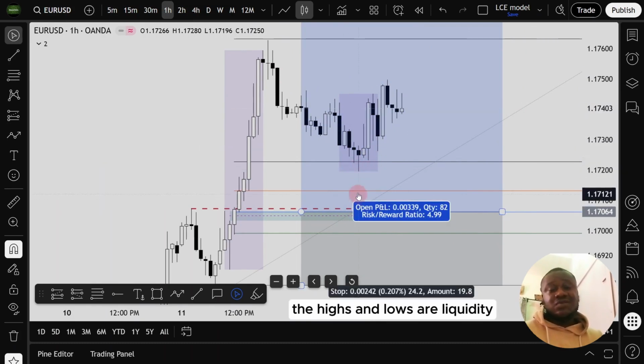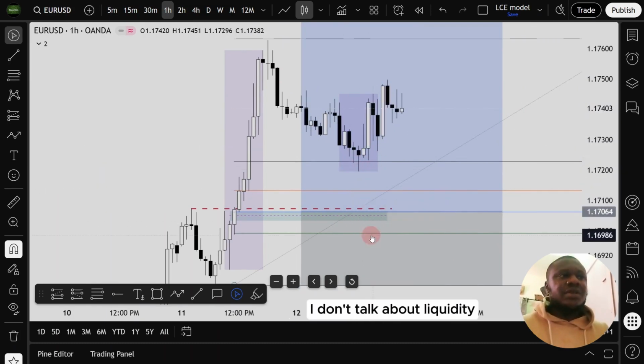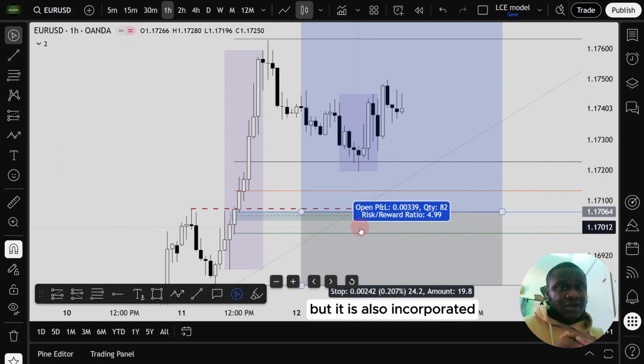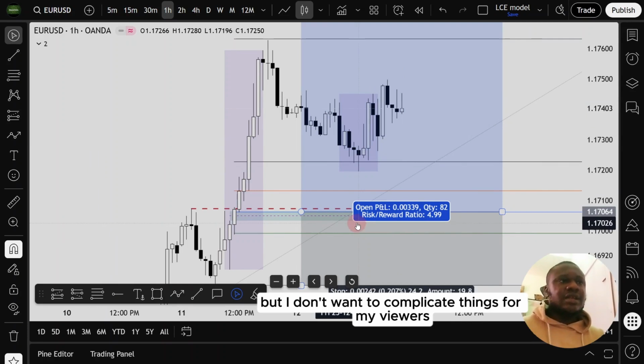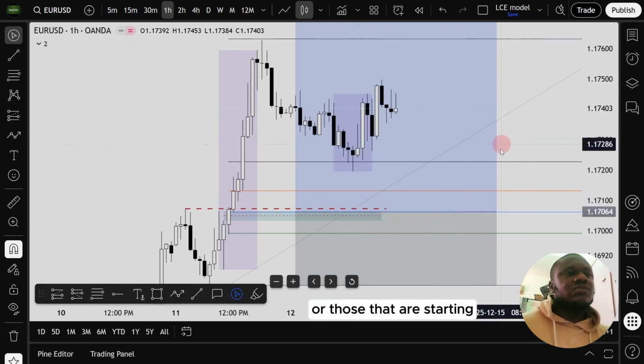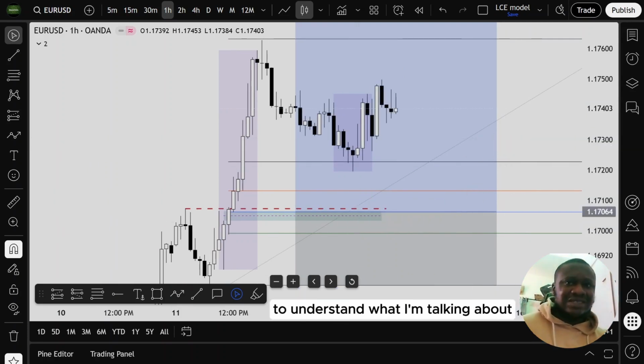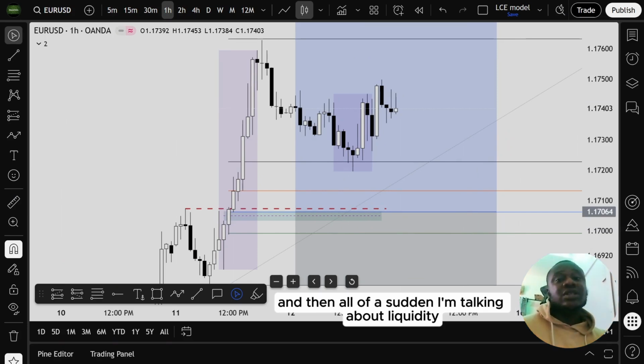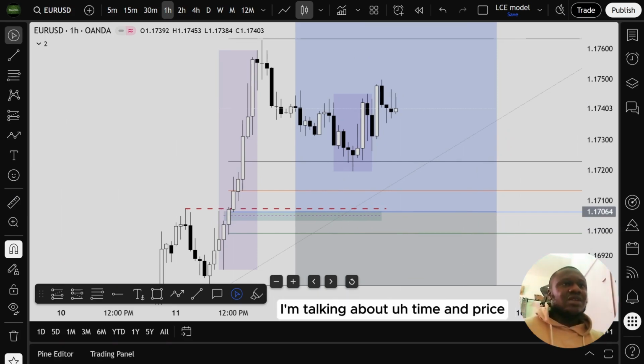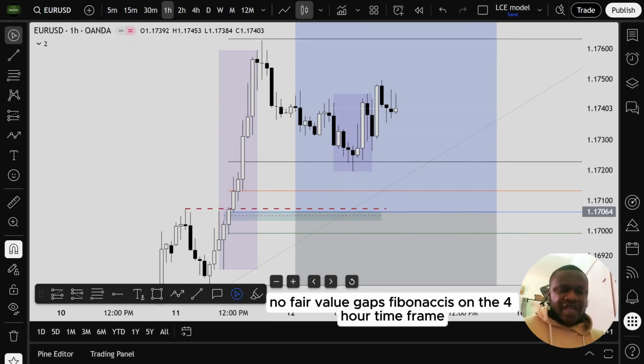The highs and lows are liquidity, but I don't talk about that. I don't talk about liquidity, but it is also inculcated. It is in the strategy, but I don't want to complicate things for my viewers or those that are starting to understand what I'm talking about, and then all of a sudden I'm talking about liquidity, I'm talking about time and price. No. Fair value gaps, Fibonacci's on the 4 hour time frame.